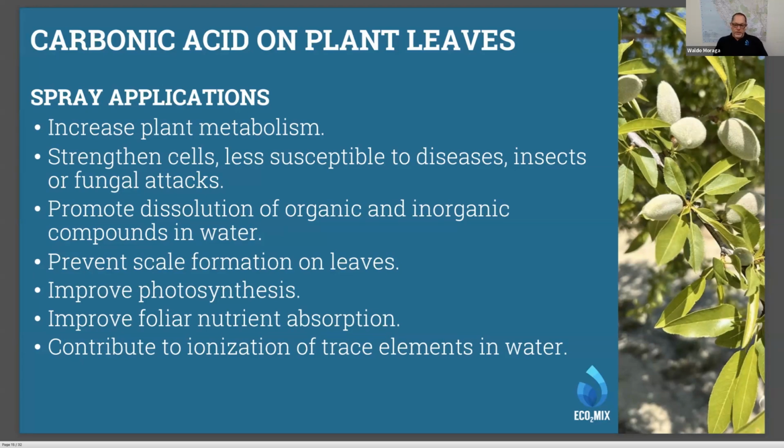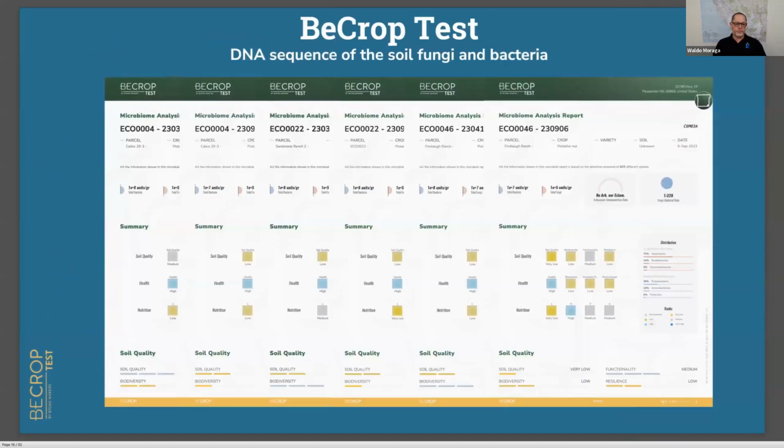we have seen a lot of difference between using water treated with buffers and water treated with carbonic acid.